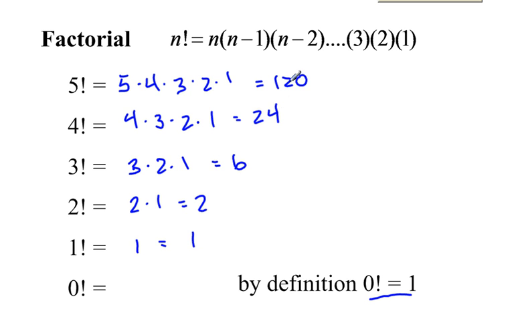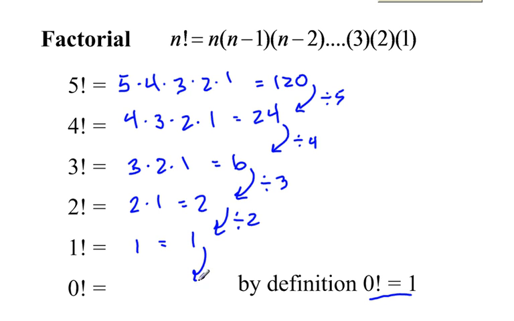If I am going from 120 to 24, I can divide by 5 to get there. And from 24 to 6, I can divide by 4. And from 6 to 2, I can divide by 3. And from 2 to 1, I can divide by 2. So following this pattern, I would divide by 1, and then 0 factorial indeed comes out to be 1. This is going to come up in a later problem where we use 0 factorial. So it's really important to remember that 0 factorial equals 1.